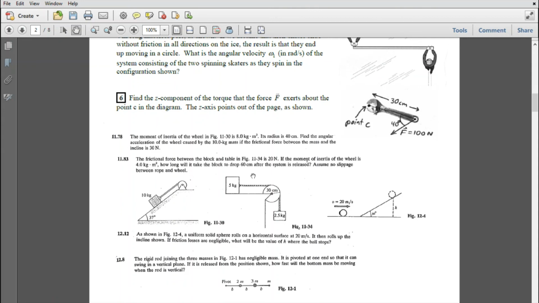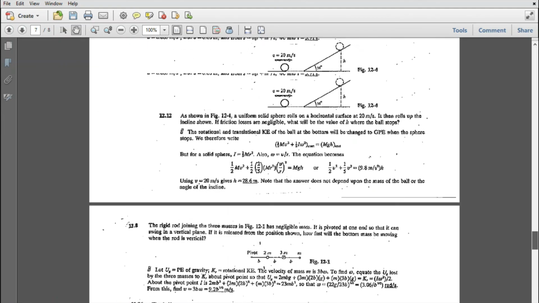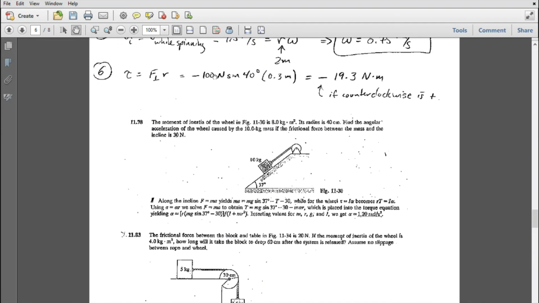Problem 6: find the z component of the torque that the force F exerts on point C in the diagram. So here, somebody is pulling in this direction at 30 centimeters away from point C, with this angle being 40 degrees. Probably the easiest thing in this case is to find the perpendicular component of the force. To find the perpendicular component, we would take 100 newtons times sine of 40, and then multiply that times the total distance, which is 0.3 meters. So, in problem 6, 100 newtons times sine of 40 times 0.3 meters.